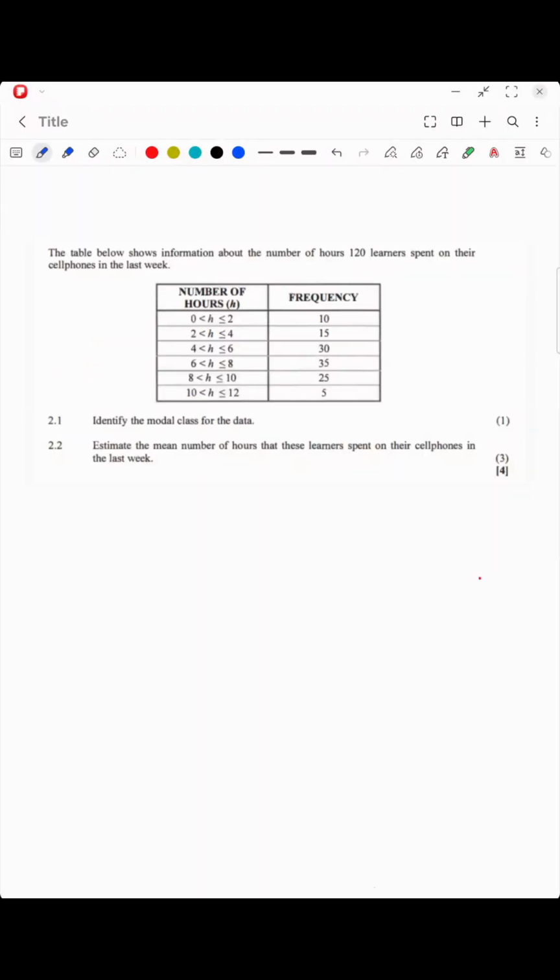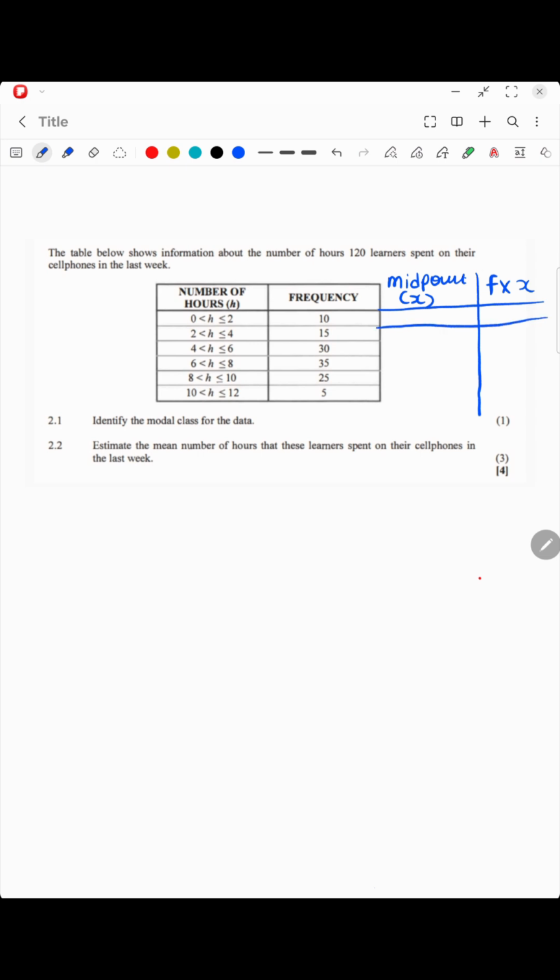So for 2.2, we have to estimate the mean number of hours that these learners spent on their cell phones in the last week. So when finding the estimated mean of group data, we need to create two additional columns in our table. The first column is for the midpoint of each class interval, and the second is for the frequency multiplied by the midpoint. So let's add two columns here for midpoint and also for frequency multiplied by the midpoint.